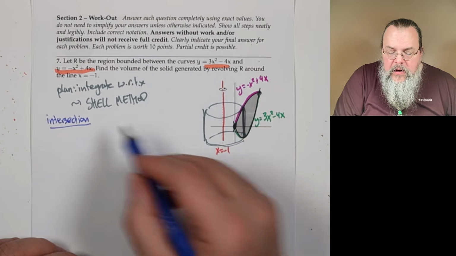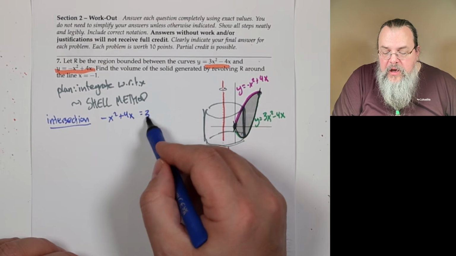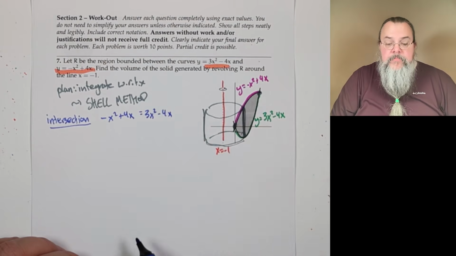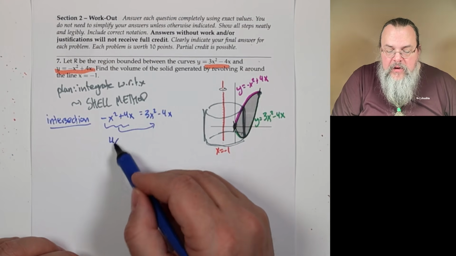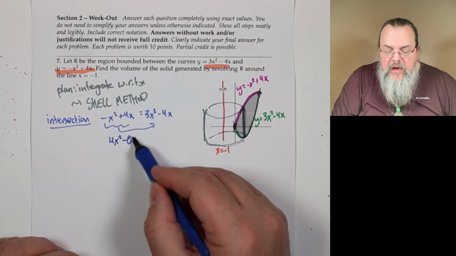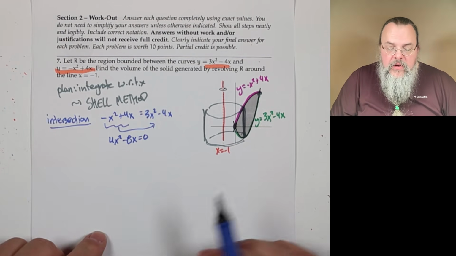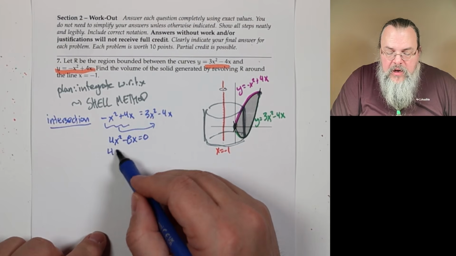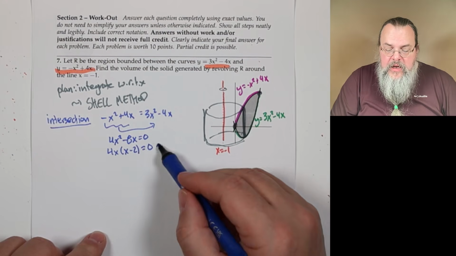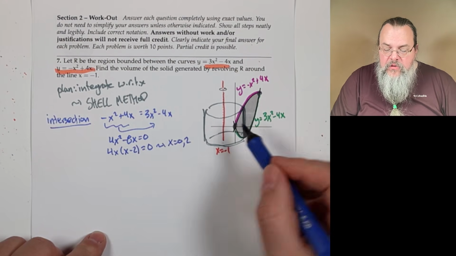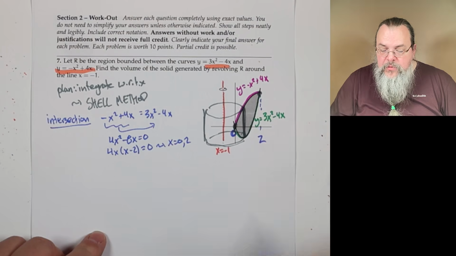We set our minus x squared plus 4x equal to our 3x squared minus 4x. We'll move things across, and that becomes 4x squared minus 8x equals 0, right? Because I add x squared, I subtract 4x. And that becomes 4x times x minus 2 equals 0. Leading us to x equals 0 and 2. So here's 0. And over here, there's 2.